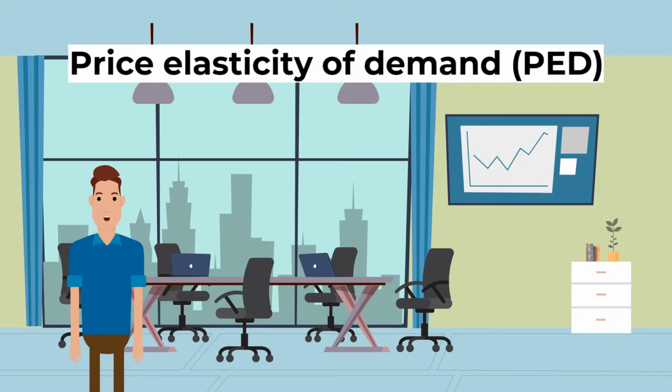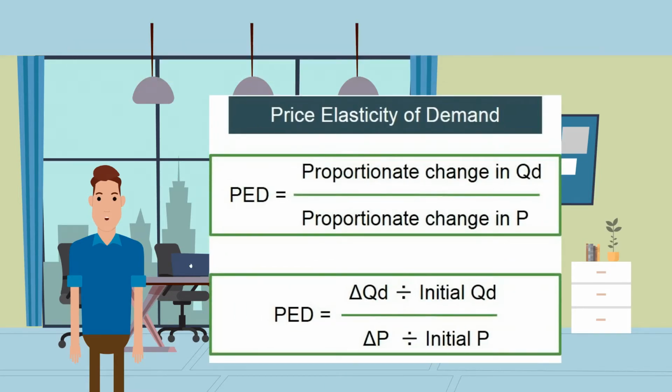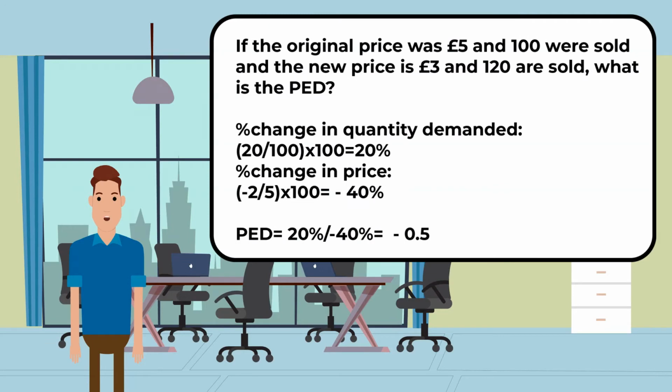Firstly, what is price elasticity of demand, PED? This is the responsiveness of demand to a change in the price of the good. This is the percent change in quantity demanded divided by percent change in price. For example, if the original price was £5 and 100 were sold and the new price is £3 and 120 are sold, what is the PED?